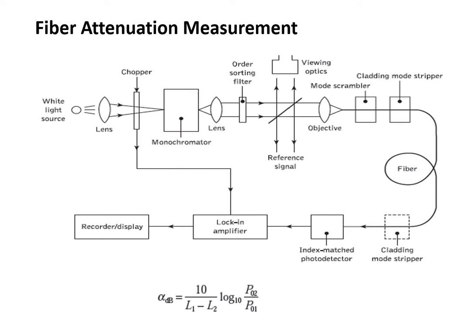It also sends the reference signal to the lock-in amplifier. A monitor is used to view the intensity of the optical beams. The cladding mode strippers are connected at the input end and output end of the fiber. The cladding mode stripper is used to remove the cladding light or cladding modes.